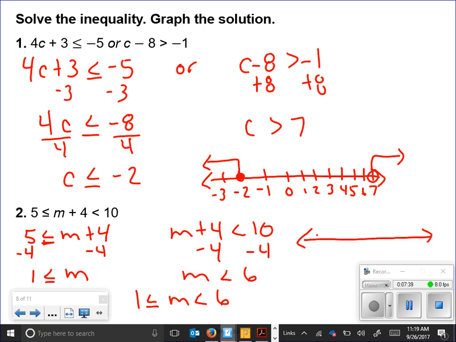So I got 0, 1, 2. Okay, I have a closed circle at 1. Okay, m is greater than or equal to 1, so it's going to be shaded to the right. And then I have an open circle at 6, but m is less than 6, so it's going to kind of come together here. Our intersection. Make sure you have that one written down.